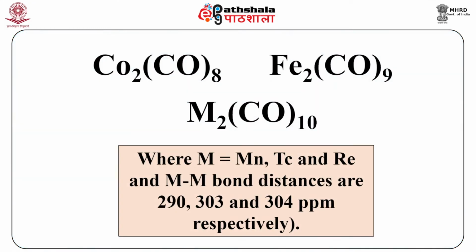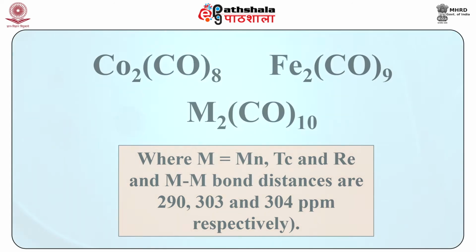A few of the dimeric carbonyl complexes, if we talk about, are Co2(CO)8, that is dicobalt octacarbonyl, or Fe2(CO)9, that is diiron nonacarbonyl, or M2(CO)10, where M can be manganese, technetium, rhenium, and the metal-metal bond distances in these respectively are 290, 203 and 304 picometers.